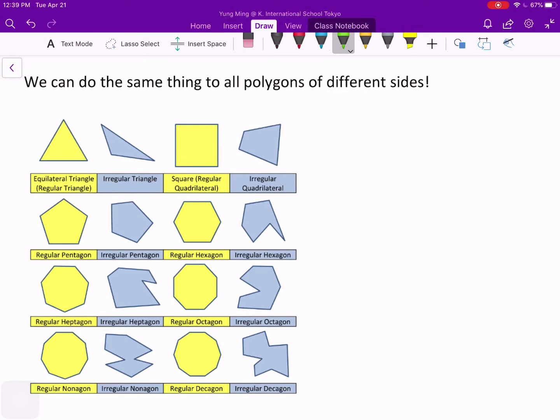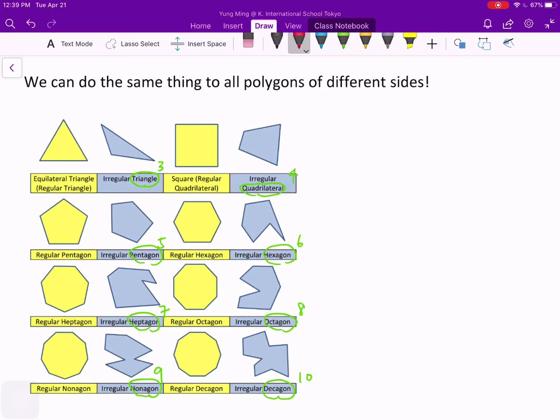So first of all, let's make it clear that a triangle is actually a three-sided polygon. Quadrilateral is a four-sided one. Pentagon, 5, 6, 7, 8, 9, 10. Okay, we want to look at the relationship between the number of triangles that we can actually cut into versus the number of sides. Okay, so let's get started.